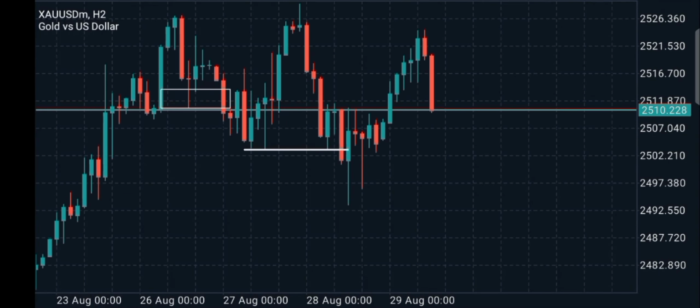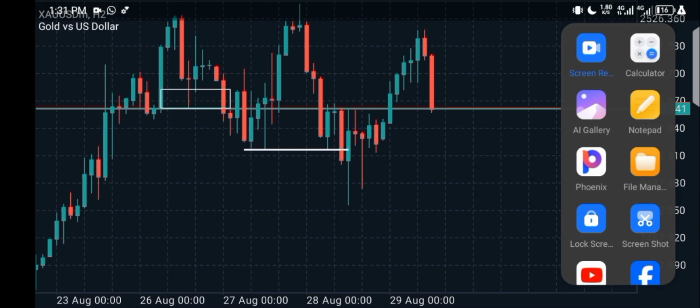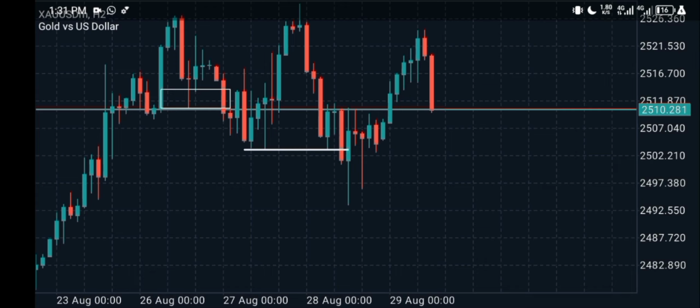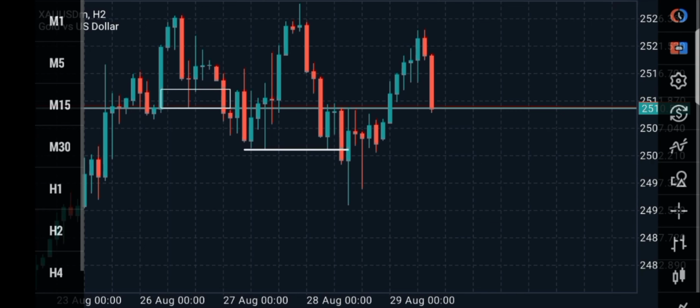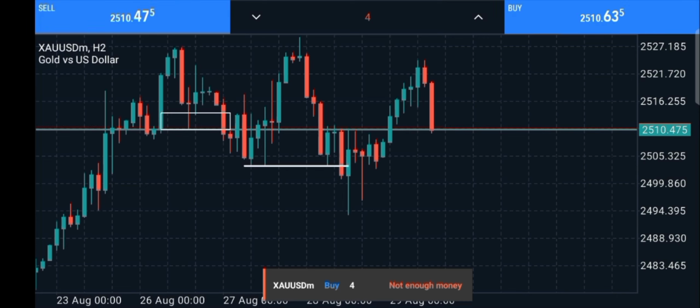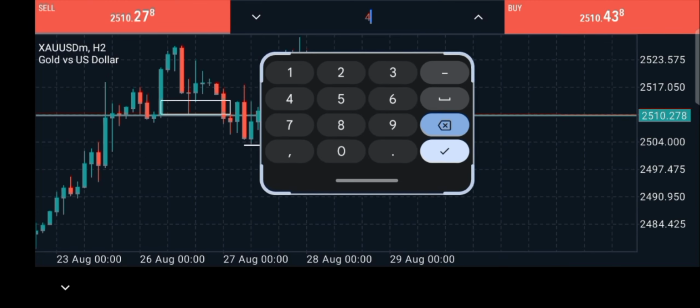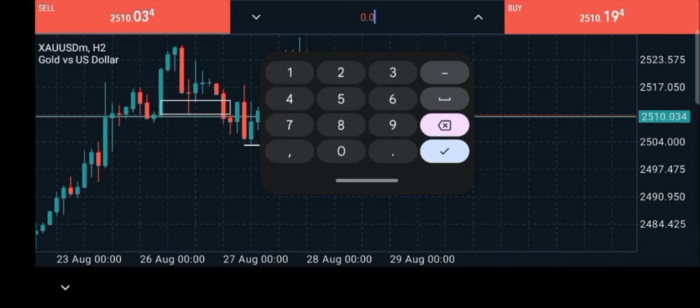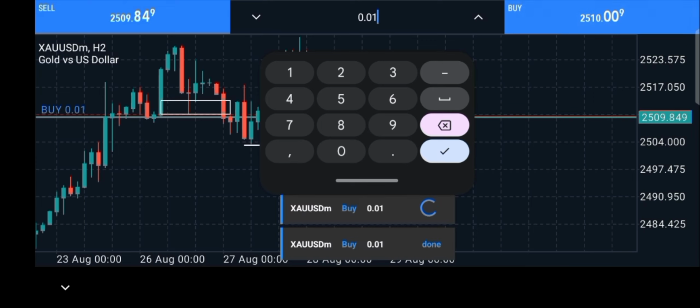So guys, we just had the news, and this is about 1:30 p.m. So this is our gold chart, and I will just be looking out for some entries here. Okay, I can already see this FVG here, so I just want to take my buy first before I explain.